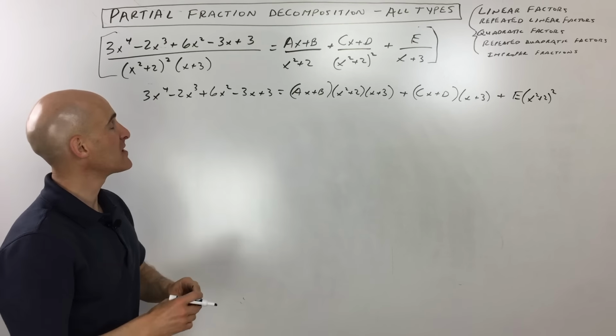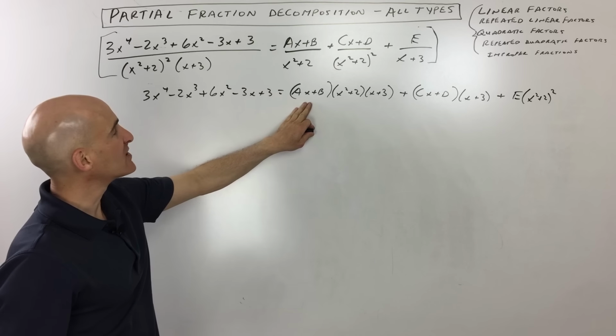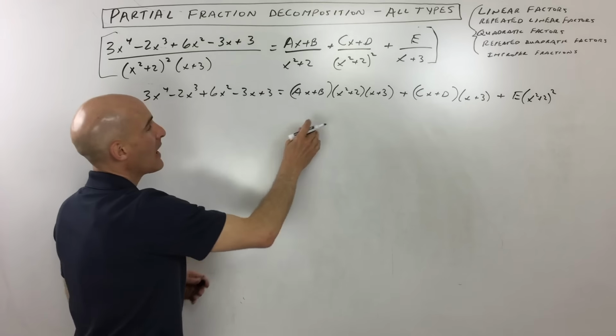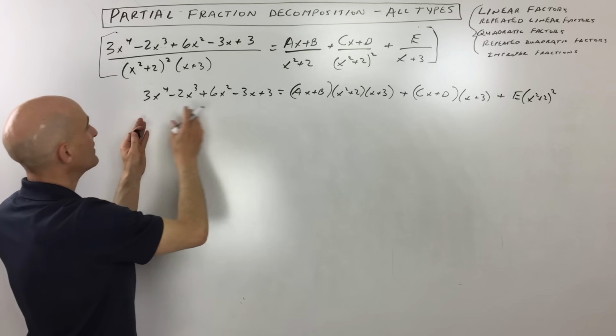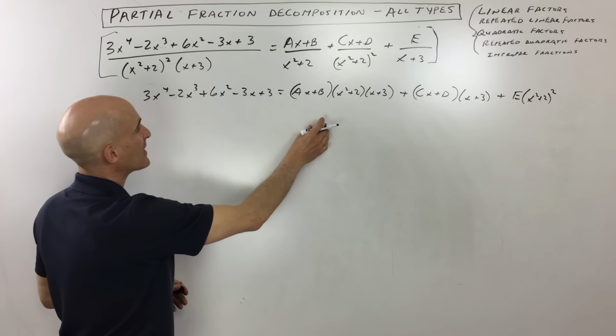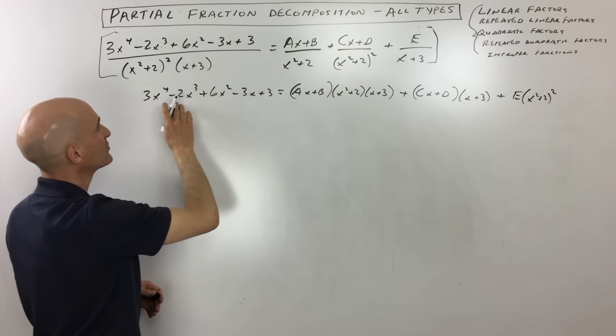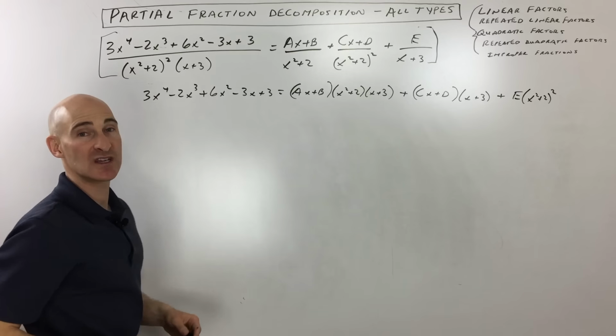And I don't know if I'm even going to solve this one for you guys, but what I'm going to tell you is that I would FOIL this out, multiply all this out. I would collect like terms, and I would set all the coefficients in front of the x to the 4th equal to 3. That would be one equation. Then I would set all the x cubed terms equal to -2, and so on, like we did in the previous example.